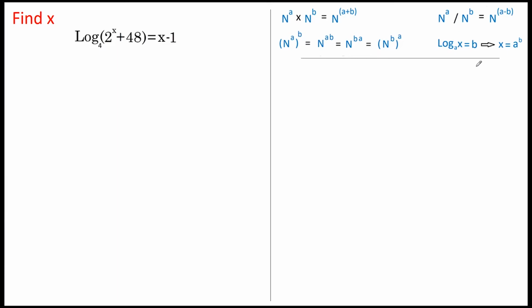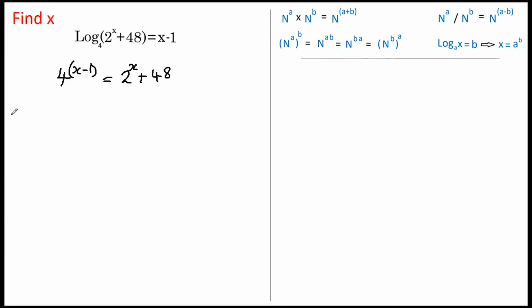If we apply this log rule here, we can rewrite this as 4 to the power of x minus 1 equals 2 to the x plus 48.